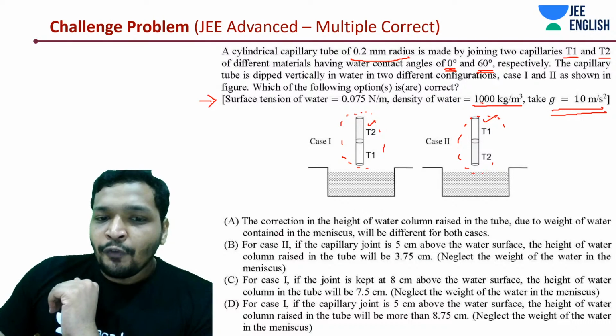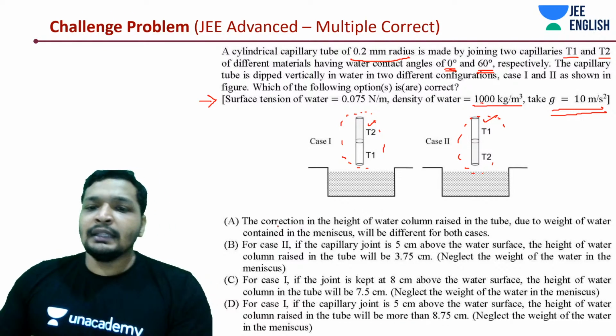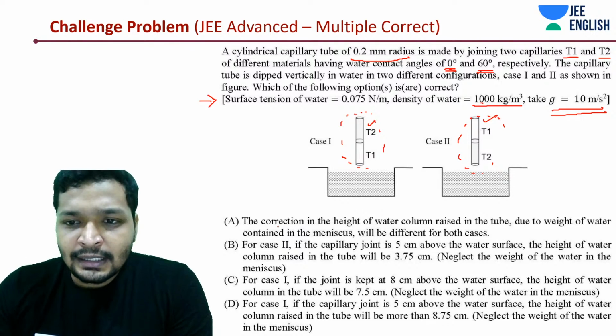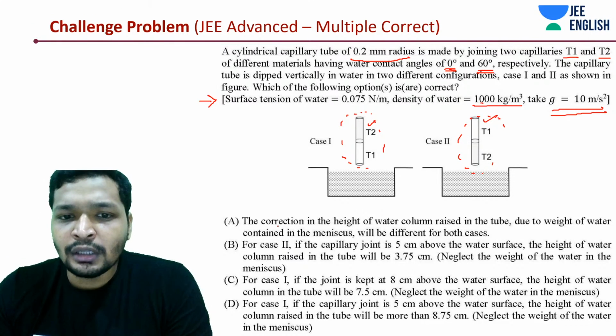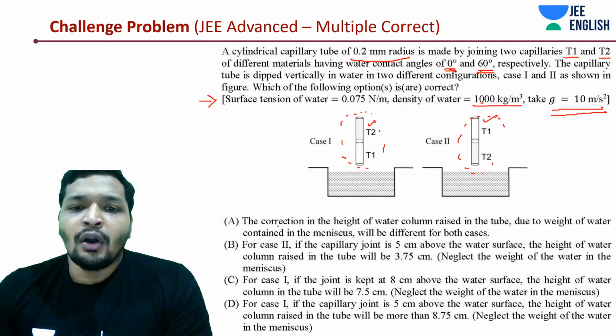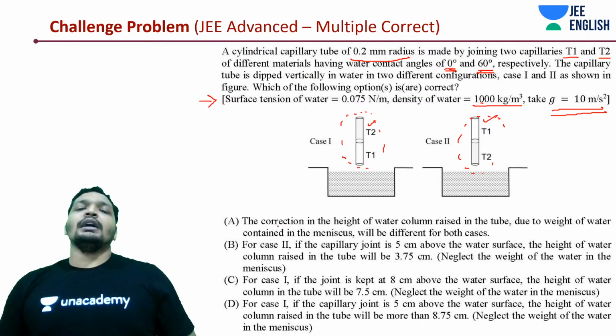So four options are given to you, and let's analyze what the options are. The correction in the height of water column raised in the tube due to the weight of water contained in the meniscus will be different. All right, let's analyze this part.